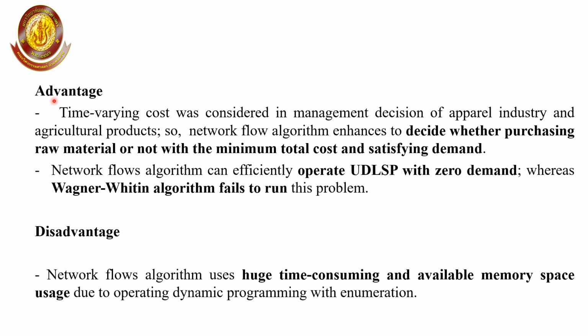Advantage. Time varying cost was considered in management decisions of the apparel industry and agricultural products. So, the network flow algorithm is enhanced to decide whether to purchase raw material or not, with the minimum total cost and satisfying demand. Network flow algorithms can efficiently solve UDLSP with zero demand, whereas the Wagner-Whitin algorithm fails to run this problem.